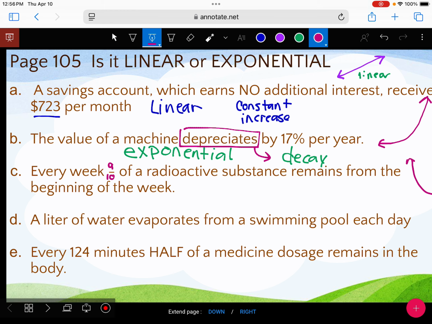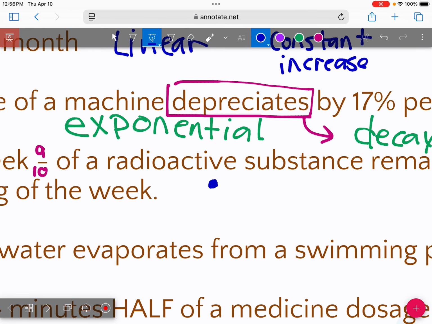What about C? What do we think if every week 9/10 of a radioactive substance remains? What do you think? Think about if I have 100 and I have 9/10 left. On the second week I have 90, right? So if this was 100, and then in the next week I'd have 90. Then I'm going to keep 9/10 of that. So the next week I'd have 81.